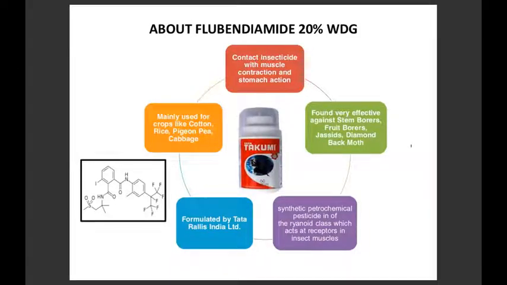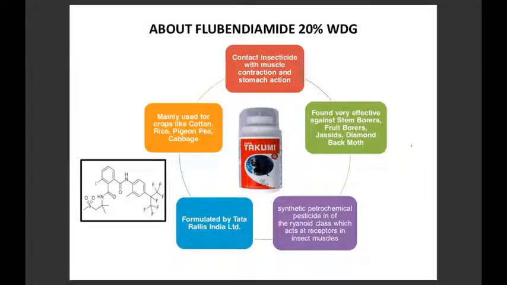It is a synthetic petrochemical pesticide of the rhinoid class, and it acts on receptors in the insect muscles, which receive signals; the insecticide captures these receptors, and then it induces toxicity in that insect. It is formulated and supplied by Tata Rallis India, a pesticide company. Basically, this insecticide was purchased from Tata Rallis India, and it is mainly used for crops like cotton, rice, pigeon pea, cabbage, etc.